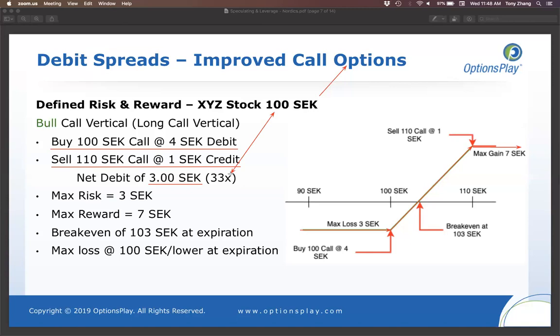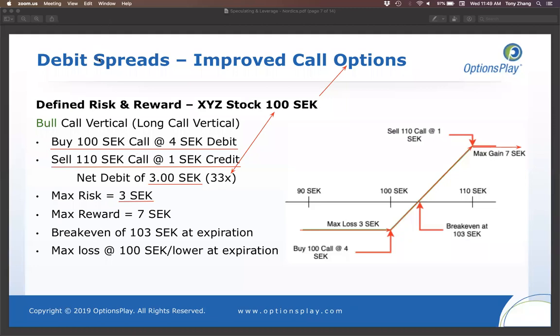So I've increased my leverage so that if the trade goes in my favor, I'm going to make actually more money. I've also reduced my risk, because what I pay for the option is how much I risk. So here I'm risking only 3 crowns. And the only downside to this is that I've capped my rewards. Basically, by selling that 110 call option, now the most I can make is 7 crowns.